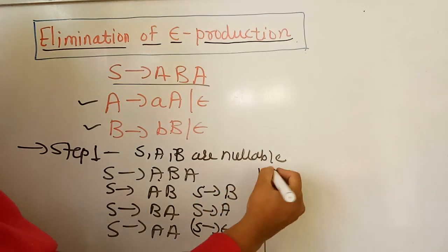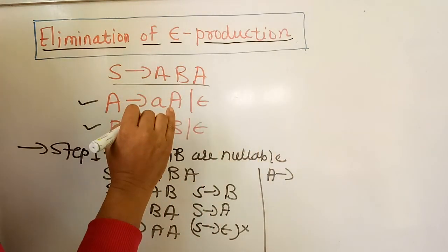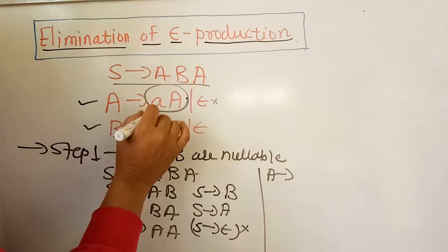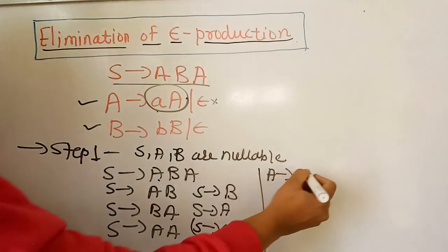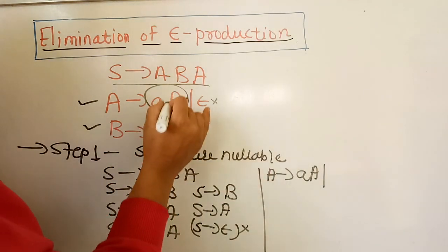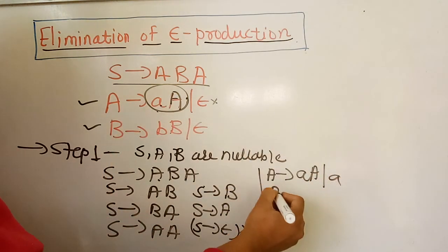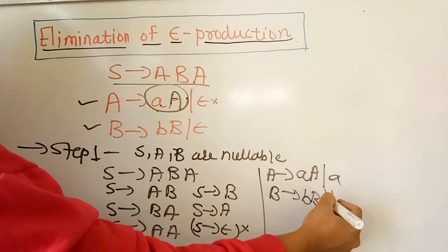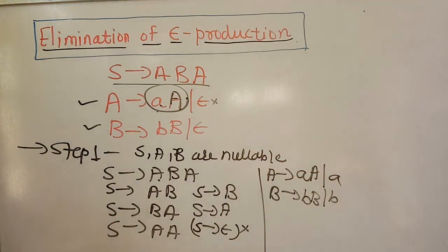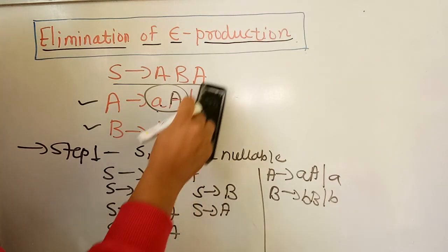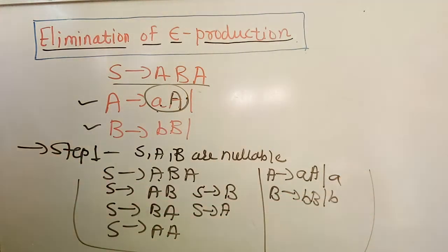Now, what about A? A is nullable. We discard the epsilon part, but we apply the productions after removing the nullable symbol. So it is A gives AA, or after replacing A with epsilon, it becomes small a. For B also it is BB or b. So finally, what will be our production? We simply remove the epsilon productions from the grammar, and this is the final answer of removing the epsilon productions from our given grammar. Thank you so much.